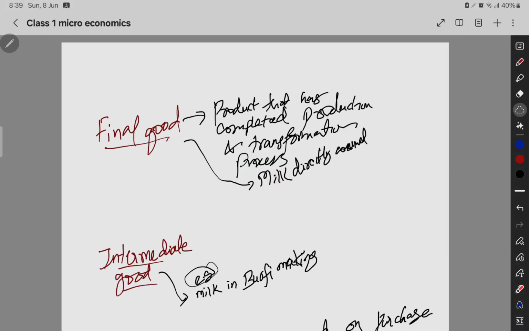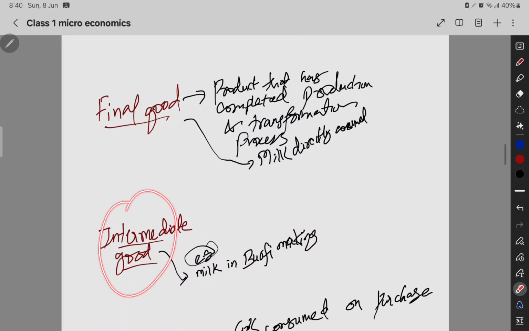Anyways, now do you know the difference between final good and intermediate good? Final good is a product that has completed the production and transformation process. Its production, packaging, everything is done, and in the end it is available for customers. Such goods are called final goods.